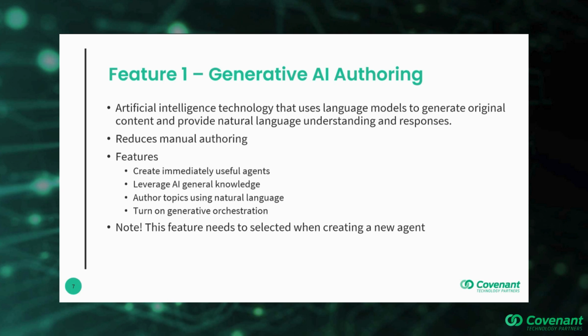Reduces manual authoring, and some features are it creates immediately useful agents. Before, you would have to go in and define every topic, and you would have to route them specifically based on the inputs from the users. And now it just does most of the legwork for you, which is amazing. Leverages AI general knowledge. You can author topics using natural language, and you can turn on generative orchestration, which is really a fancy way of saying automation.